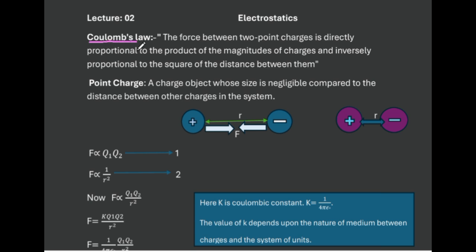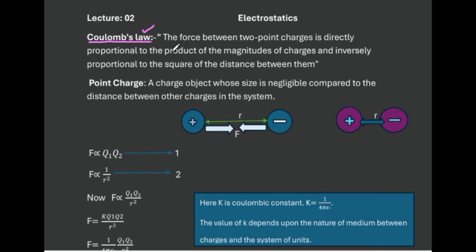Before this, we explained charges and their properties. We know that we have two types of charges: one type is positive and the other is negative. When we bring these charges close, they experience some force, which is called electric force. Now, to calculate the magnitude of these forces, we can use Coulomb's law.